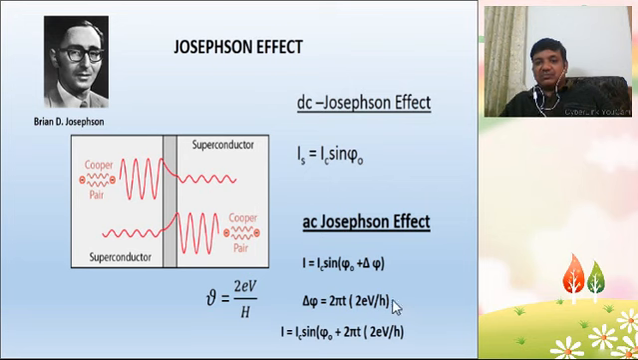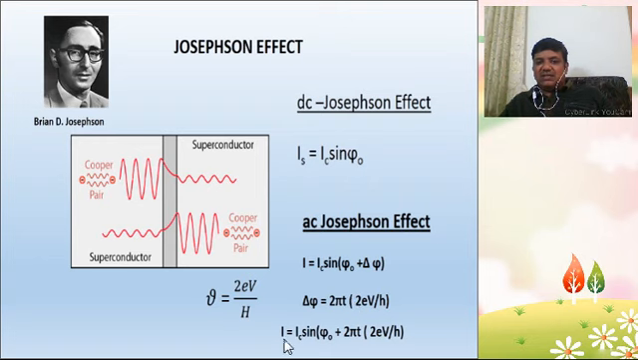And if you apply a DC voltage across this, then the AC Josephson effect is observed, and an additional phase difference is introduced, that is del phi. By quantum mechanical calculations, we get del phi is equal to 2 pi t into 2eV by h bar. 2eV is nothing but the energy difference between the Cooper pairs of one superconductor and the other superconductor on the other side of the insulating layer. So that is the energy difference.